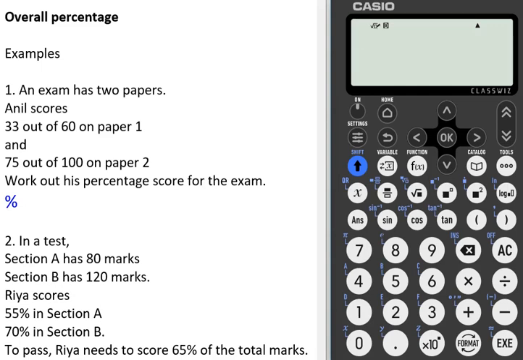This short video explains how to calculate an overall percentage using the new Casio ClassWiz FX83 and 85 GCSE calculators.